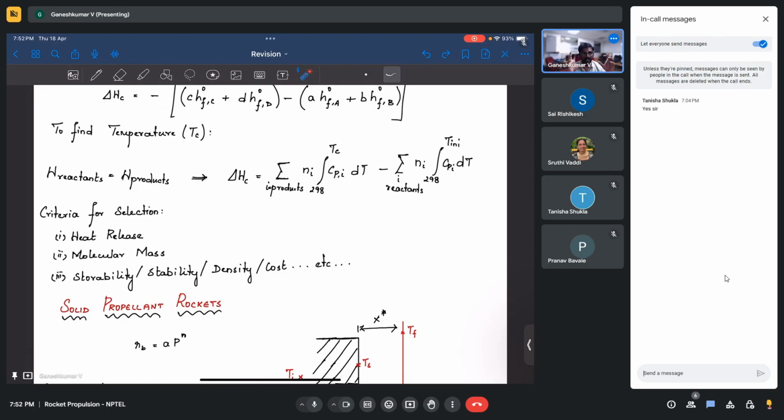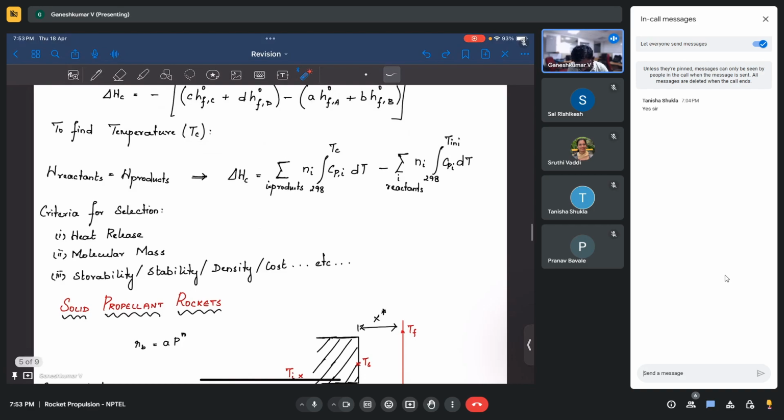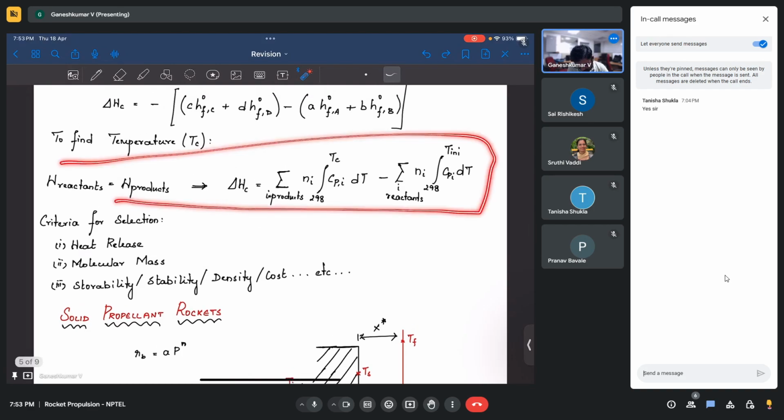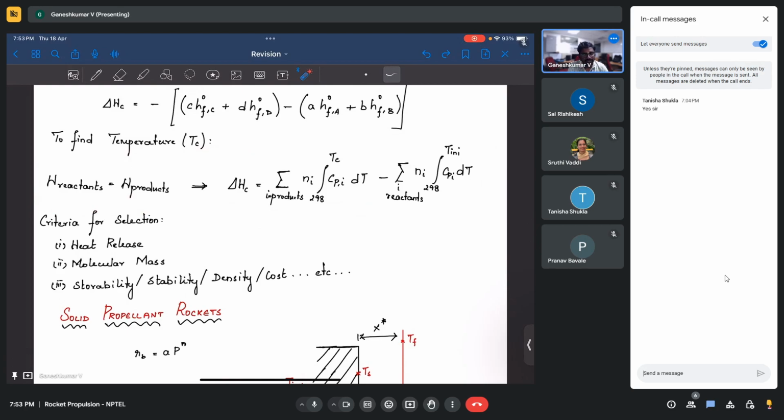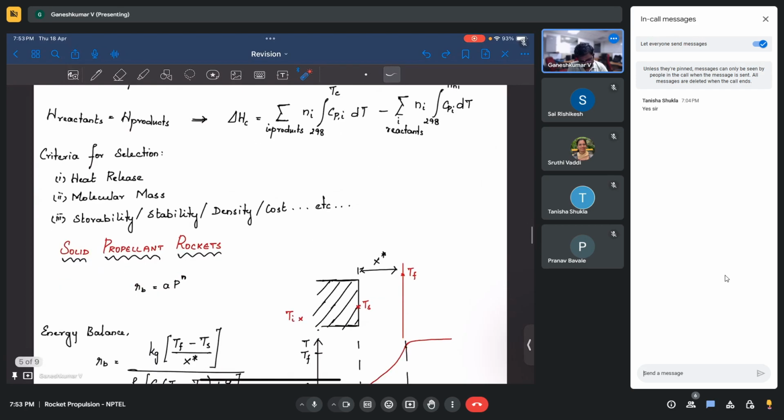But the total enthalpy of both reactants and products will remain the same, because energy has to be conserved, right? Total enthalpy includes both formation and sensible enthalpy. So it's just a change of form of enthalpy from one form to another. That's what happens in combustion, and because of that you have a higher temperature, which you find using this formula. There are different ways of finding it; I've shown you two ways during our classes.